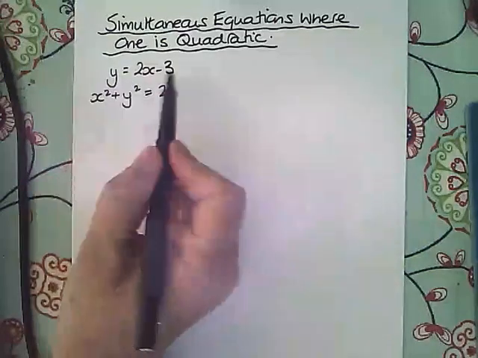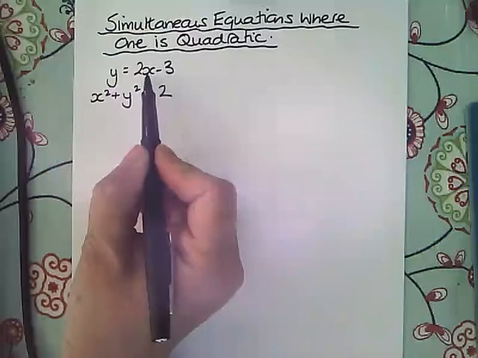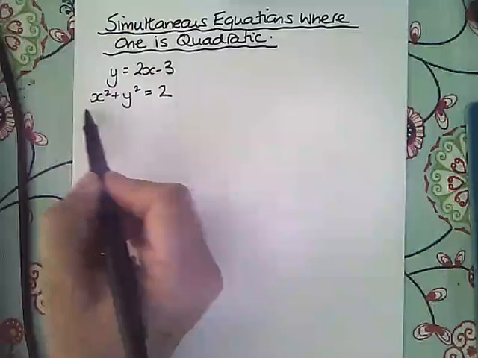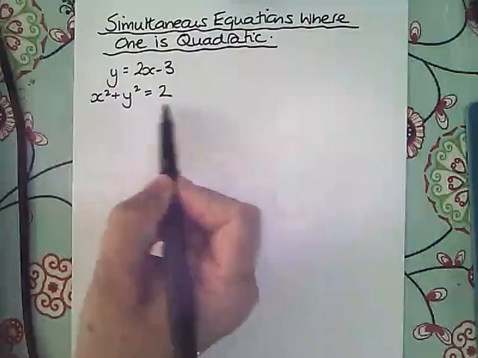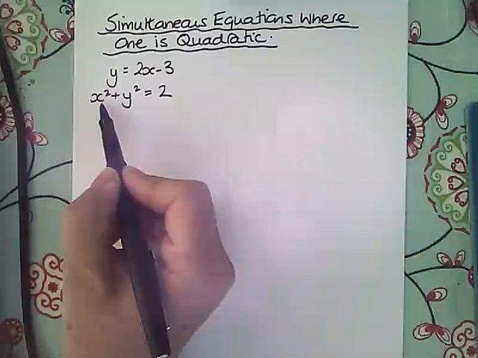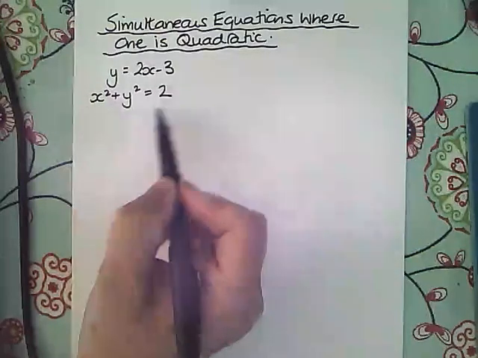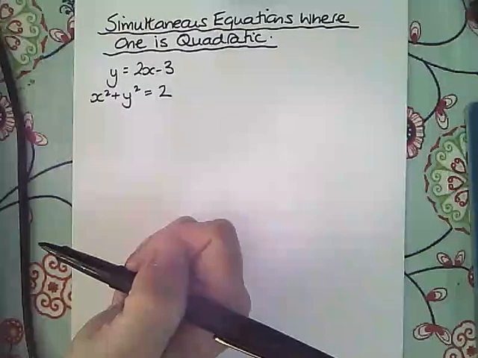This top equation is a linear equation. The highest power of x is just a normal x, and this contains a quadratic term in x, which is the x squared. This is actually the equation of a circle, but we'll have a look at that a bit later on in the question.